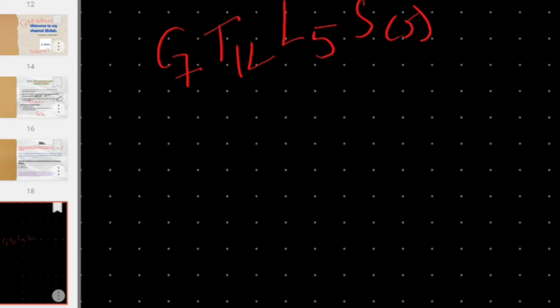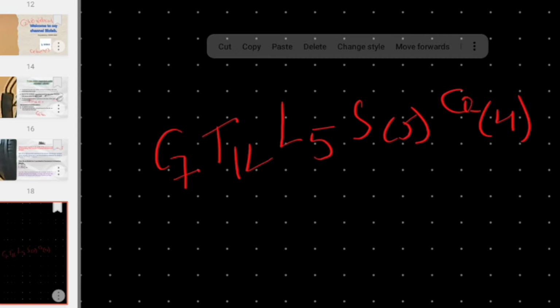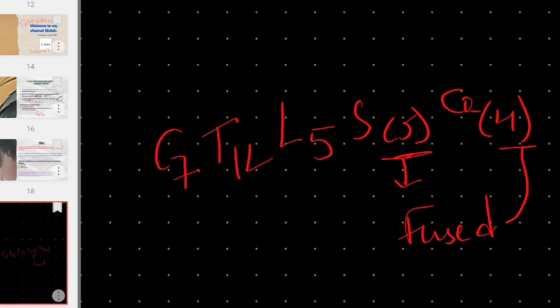See, here I am writing the formula: C7 T12 L5 S(5) Ca(4). See, this is the formula for the vertebral column. This bracket represents that they are fused. These two are fused to form one. You can either write it as CA or C, anything is fine.